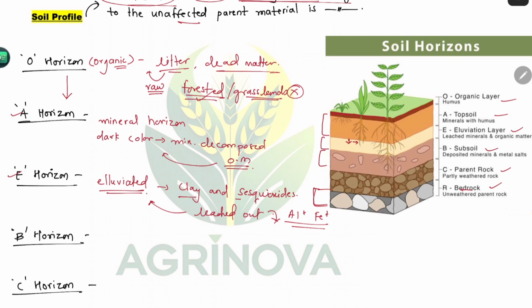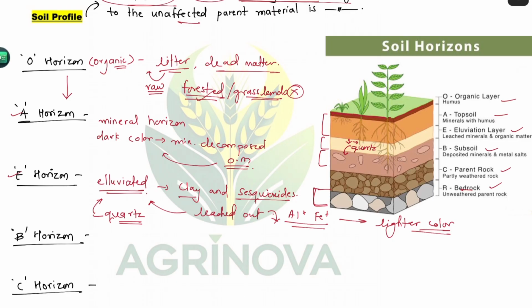So both the clay and sesquioxide minerals leach down, and we know that quartz is highly resistant to leaching out, so it is left over in the layer, and all the minerals leach down to the next horizon. So due to all this, it becomes lighter in color due to washing out of minerals.